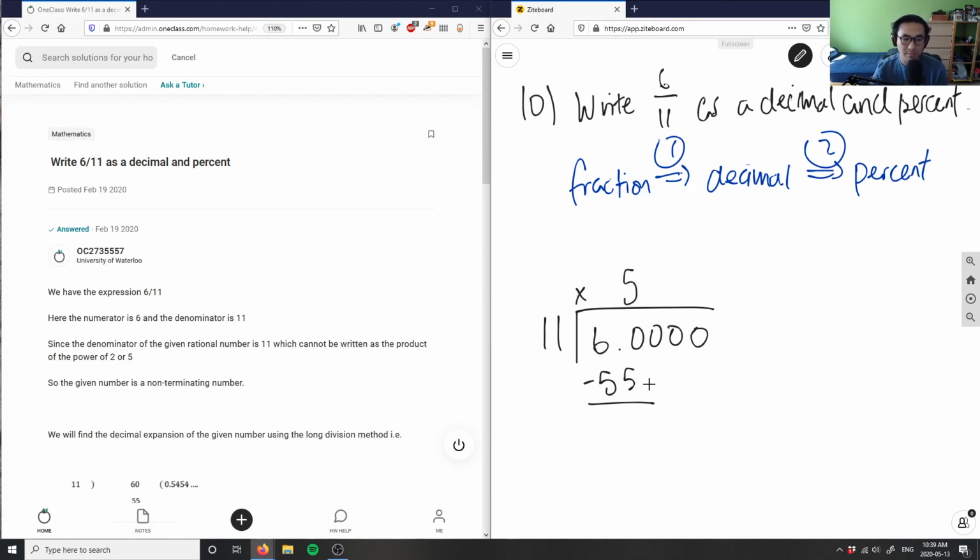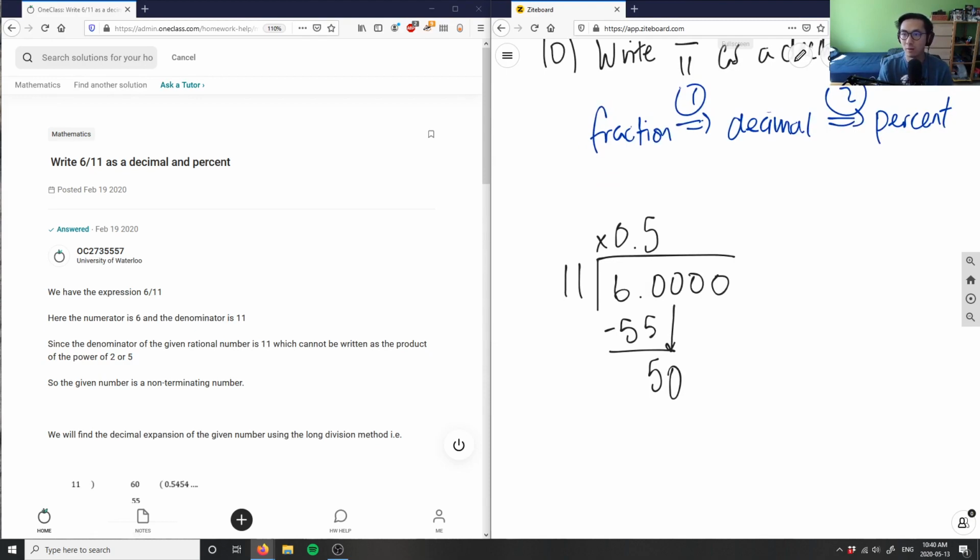And then, again, I have my decimal here. This is my decimal here. And then you can write a 0 here as well. So 60 minus 55 here is 5. Bring down the 0 here. So 50 here. What is closest to 50? Well, 11 times 4 is 44, which is closest to 50 without going over.